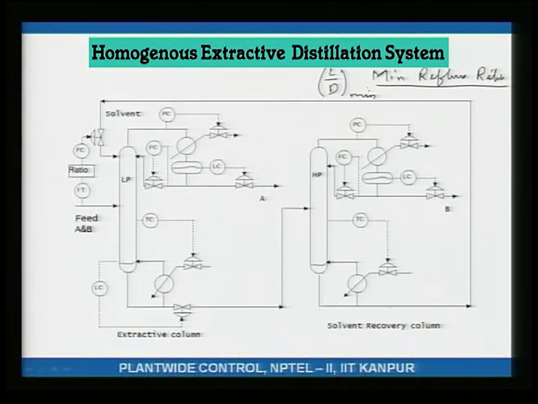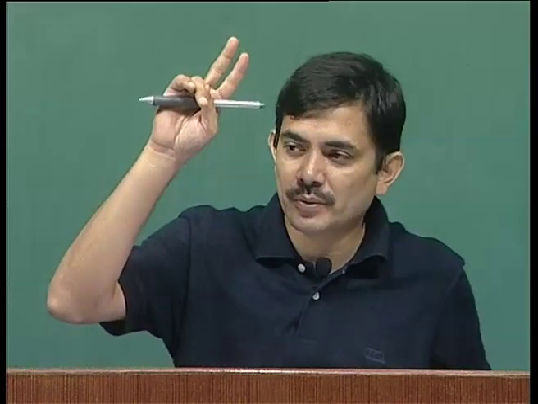the tower has to be infinitely tall to give you the purities or the recoveries or the impurities that you desire, to give you that separation, the two separation degrees of freedom that you desire. So, L by D minimum comes from there. All distillation systems have a minimum reflux ratio.